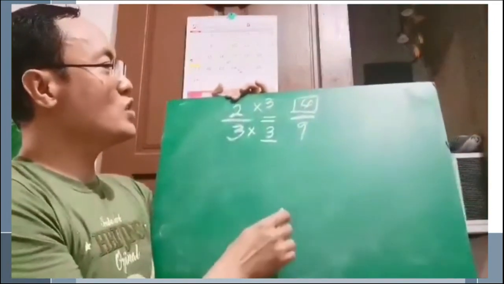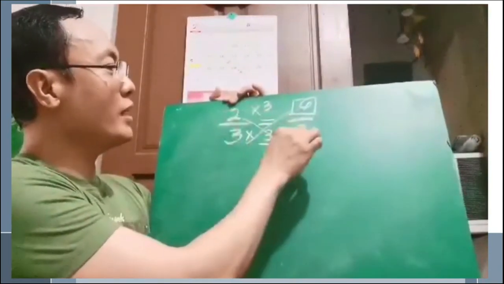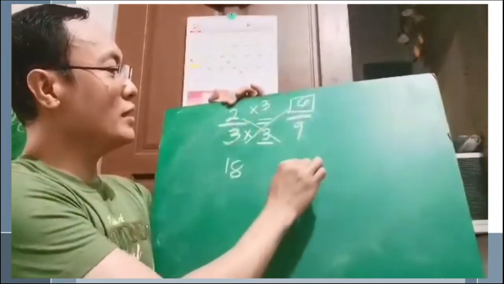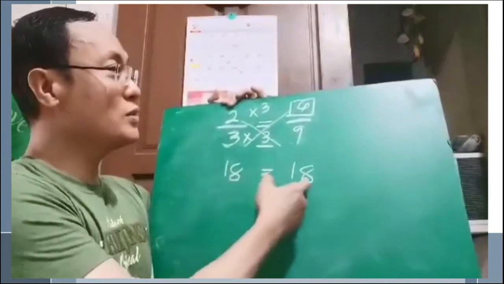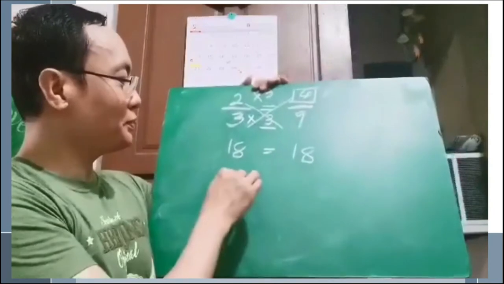Okay. So let's check using the cross multiply. 2 times 9 is equal to 18. 6 times 3 is equal to 18. So if their products are equal, so your answer is correct. Another example.